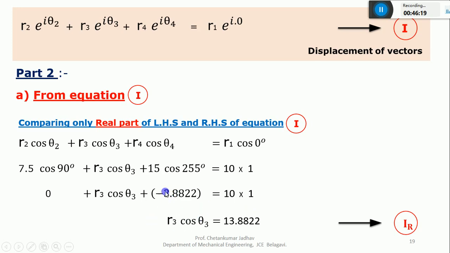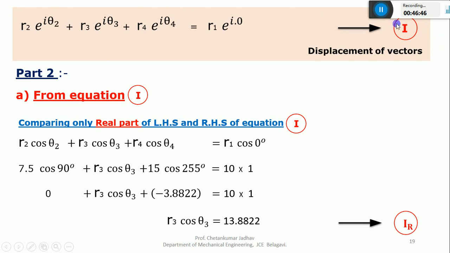Just take this part towards the right and substitute here: 10 plus 3.8822, because it will become positive when it moves towards the right. You'll get 13.8822 and R3 cos theta 3 as it is. So I can denote this as the first equation real part, because I'm comparing only the real part of equation 1.